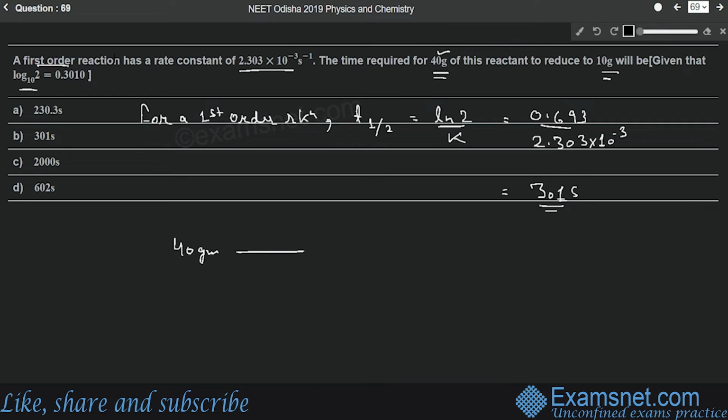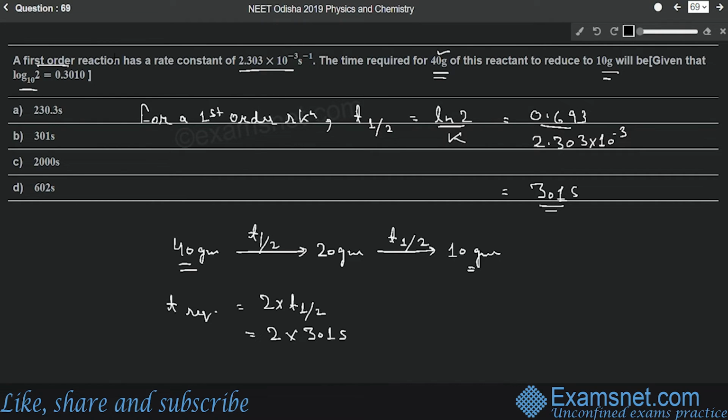So what amount will be left after one half life? Half of 40, that means 20 grams. Okay. Then again after one half life, half of 20 will be left. That means 10 grams will be left. Okay. So one half life here and one half life will be here. So that means from 40 to 10 grams we need two half lives. Okay, so time required will be equal to 2 times the half life. That means 2 into 301 second. So on multiplying this, we'll get 602 seconds. So the correct option will be option number D.